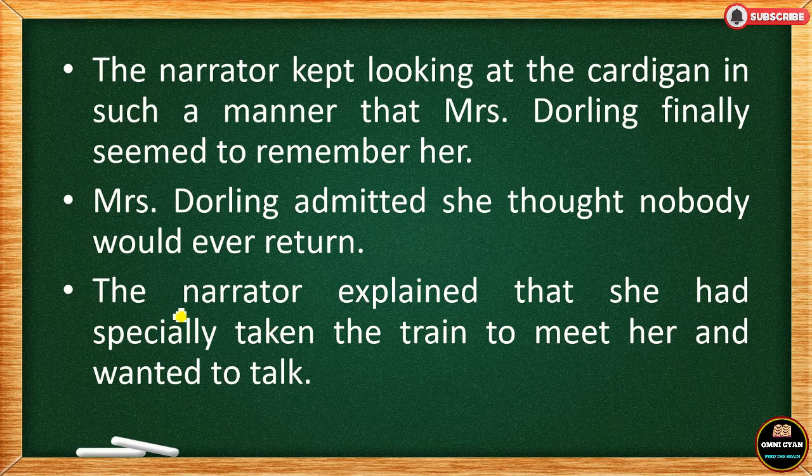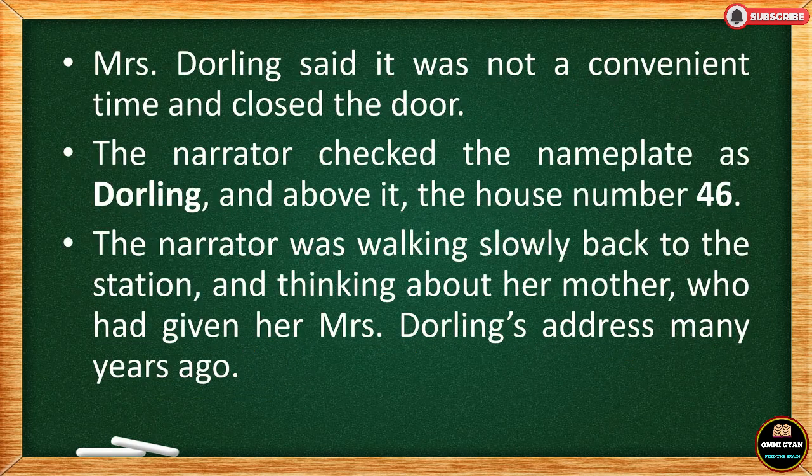Now the narrator explained why she had come to Mrs. Darling's house. So the narrator explained that she had specially taken the train to meet her and wanted to talk. The narrator said that see, your address was given to me by my mother, who is no more in this world now, who is dead, and I specially boarded a train to meet you, because I wanted to talk to you. Okay.